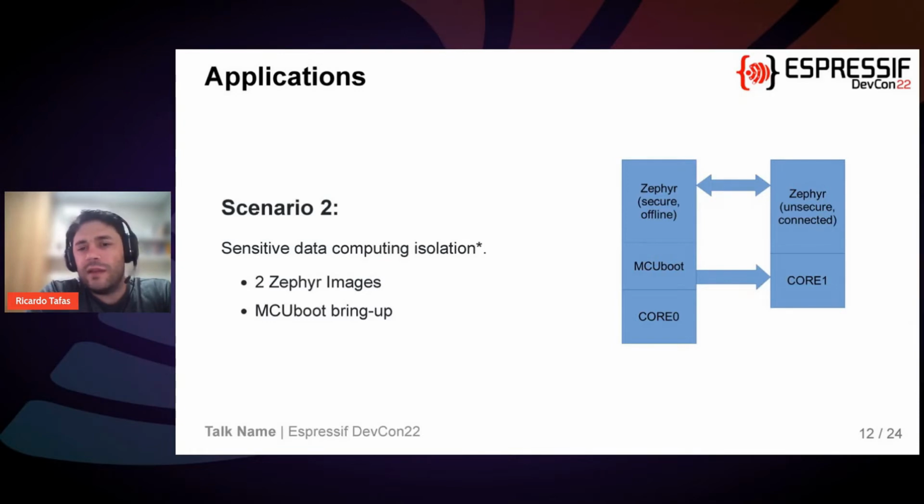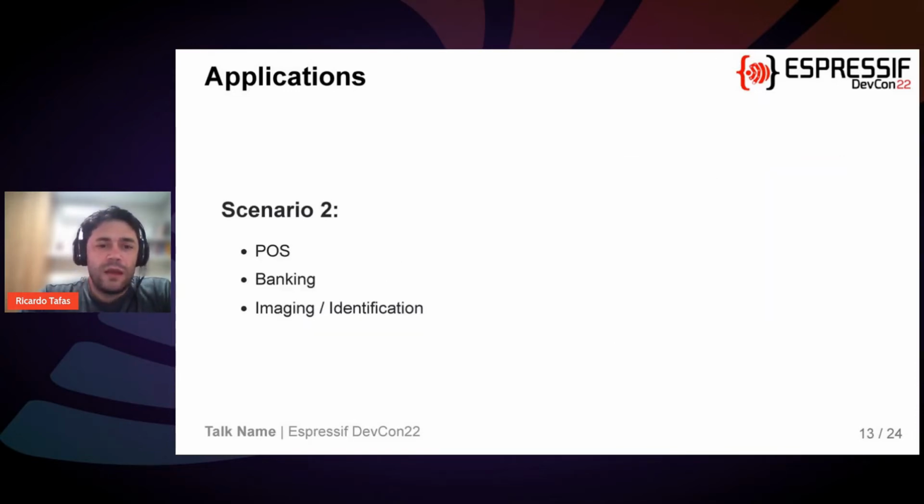And eventually they can have or may not have, depending on the application, communication between the cores. In this case, of course, more configuration besides just firing up the images has to be made to make sure that the secure software runs safely from the unsecure software or exposed software. On these scenarios, the application is point of sales, banking, imaging, and identification.